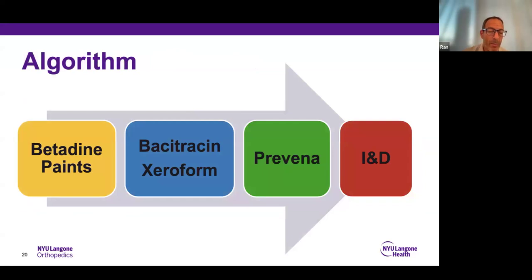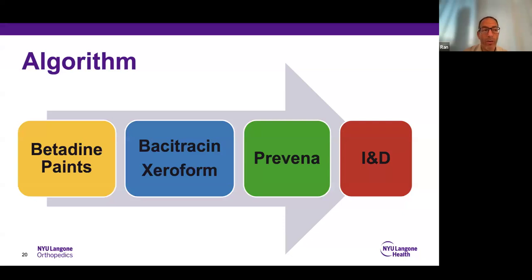The betadine paints when you scrub and prep the patient. Remember that betadine has to dry. So if you just wash it and dry and remove it with a cloth, it's not going to do its work. You want to let the betadine dry. Different irrigations during the surgery, then dressings. And if you have early infections, we can treat with irrigation and debridement, where we open the wound, we irrigate.